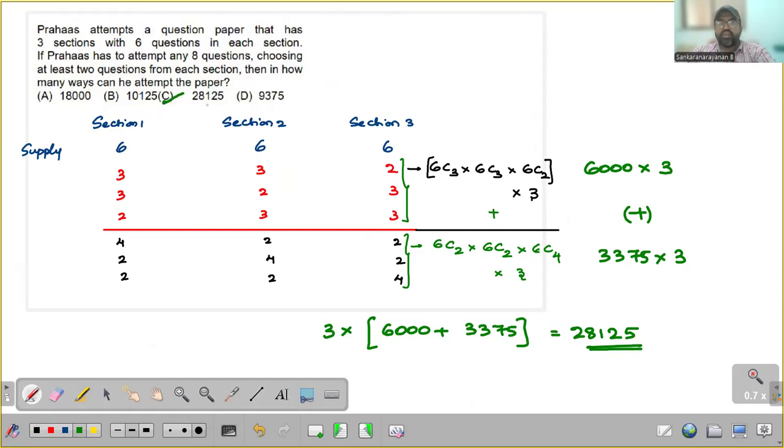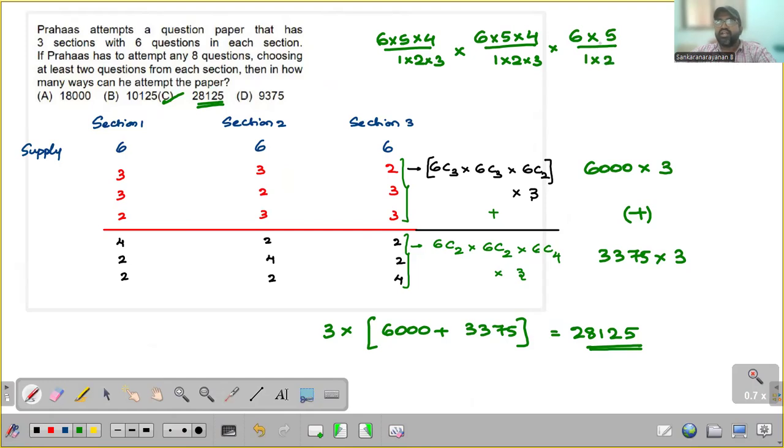Option C, you can say it reads 28,125. So for this particular question, the answer is 28,125. Okay. So please go ahead with the calculation of the 6C3. 6C3 is 6 into 5 into 4 divided by 1 into 2 into 3. Into 6C3. Again, 6 into 5 into 4 divided by 1 into 2 into 3, into 6C2.